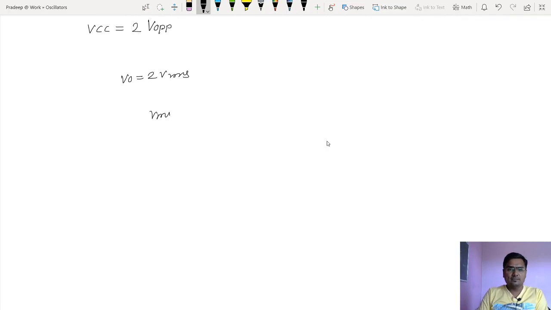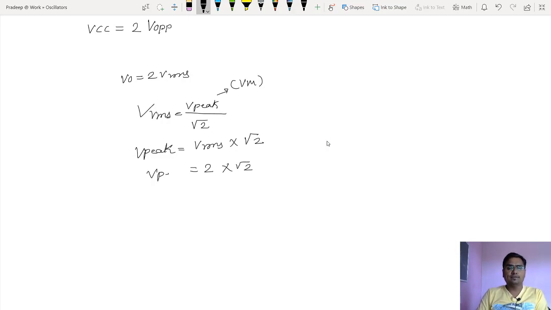Look at this, RMS is equal to V peak divided by root 2. Generally what do you write for this V peak? V peak means Vm, is it? You call this Vm, right? Vm by root 2, that's what you write generally. Then what is V peak? V peak is equal to V RMS multiplied by root 2. So in my case it will be 2 multiplied by root 2. That is my V peak.